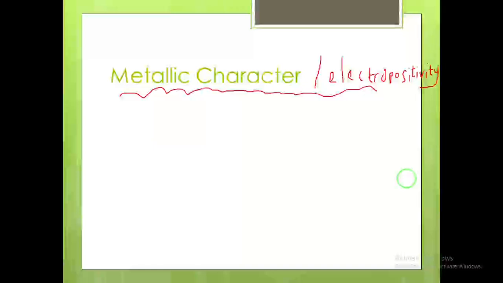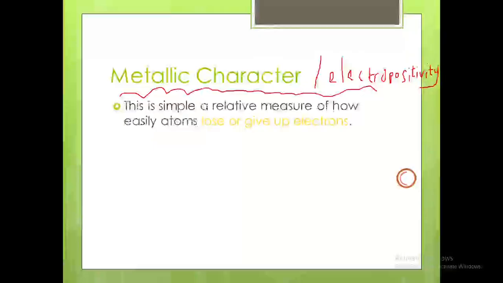So next we have metallic character, or electropositivity. This is the measure of how easily an atom loses electrons. You can see it's similar to ionization energy. We said an element that has a low ionization energy easily loses its electrons. So we can say that an element with a low ionization energy is highly electropositive, or has a high metallic character.